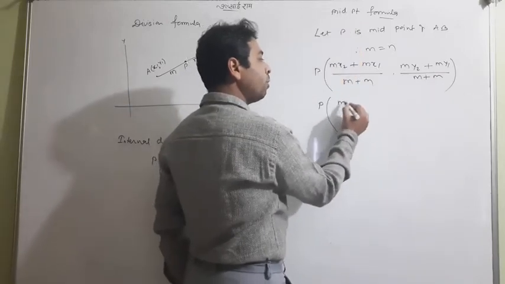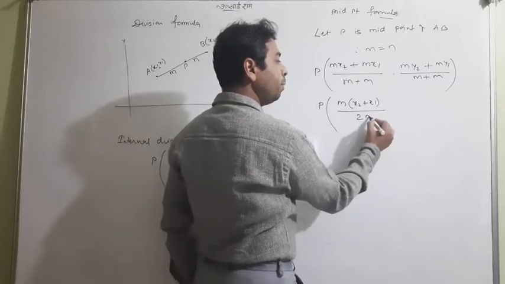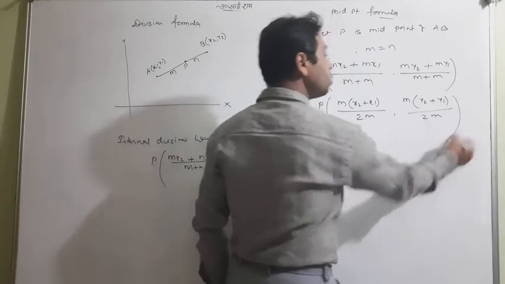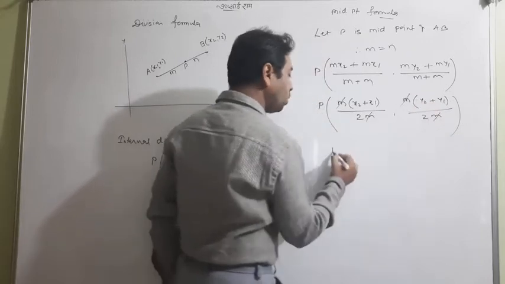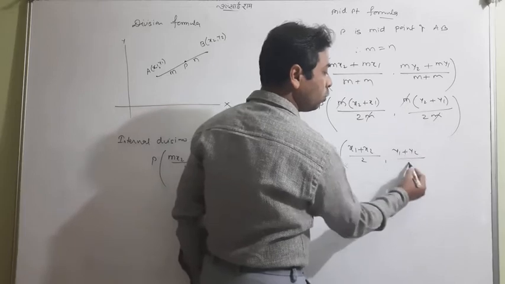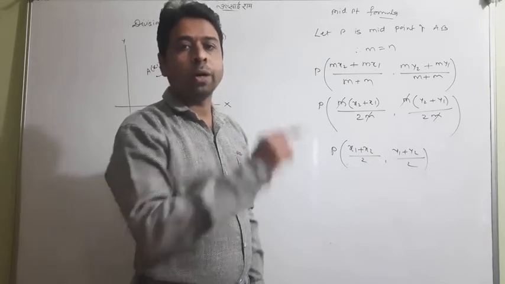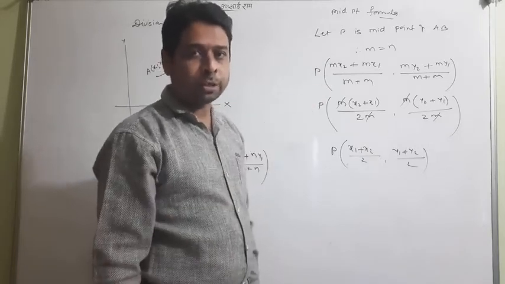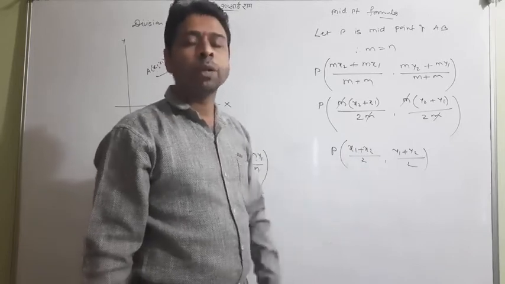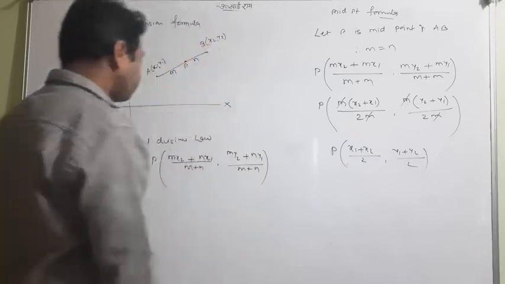Now what to do? Take m common. You will have x2 plus x1 upon 2m, and taking m common, y2 plus y1 upon 2m. Students, m and n cancel. So what remains? x1 plus x2 upon 2, comma, y1 plus y2 upon 2. That's very simple. Whenever you need to find the midpoint of a line segment joining 2 points, you have to follow only this formula, which is independent of m and n. So m and n will not come in this case. Okay, this is very simple.